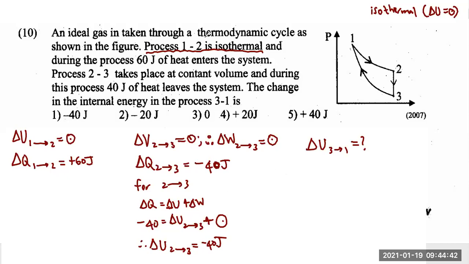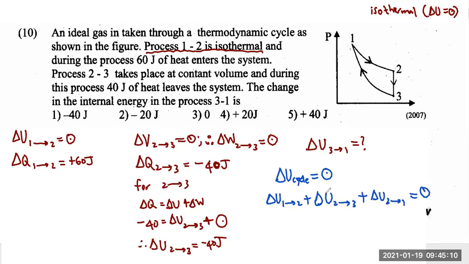And on the other hand, the last part, delta U cycle. What is delta U cycle? It's 0. What is the meaning of cycle? For a cyclic process, the change in internal energy is going to be 0 because you start at a point and return to the same point. That is important. Delta U during each process can be added, and that will give you the delta U of the whole cycle.